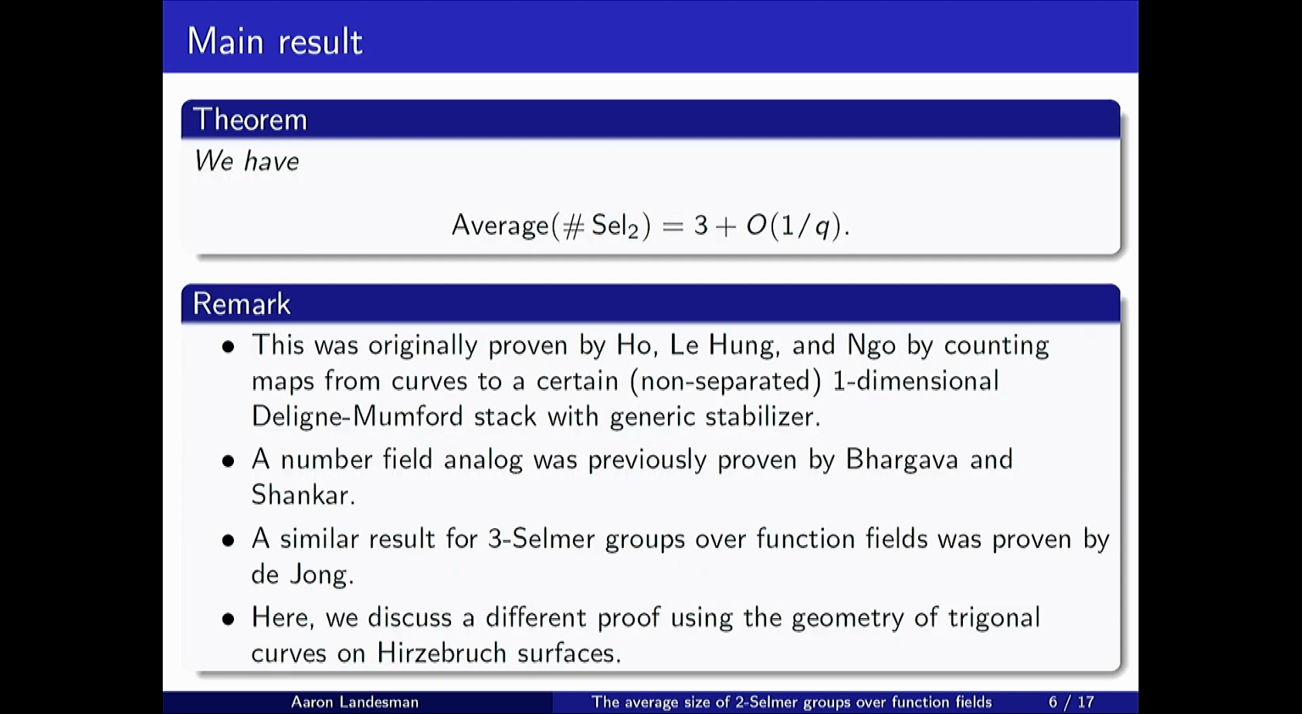And the theorem is, so we want to understand the average rank, so we want to understand the average size of the Selmer group. The theorem is the average size of the Selmer group is 3, up to some small error term. So I just want to make a few remarks about what's been proven before, but any questions so far before I continue?